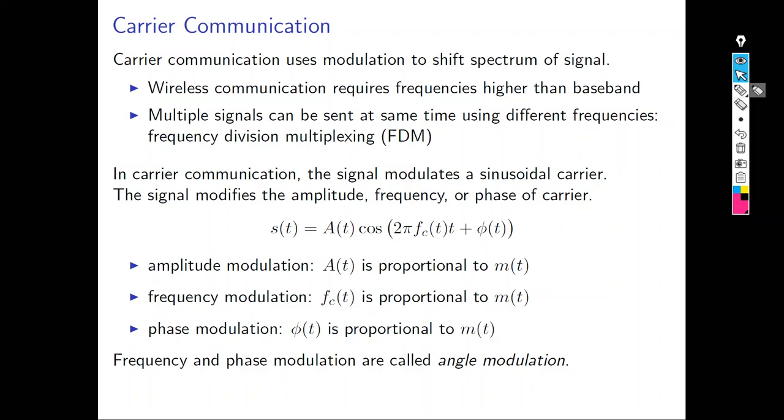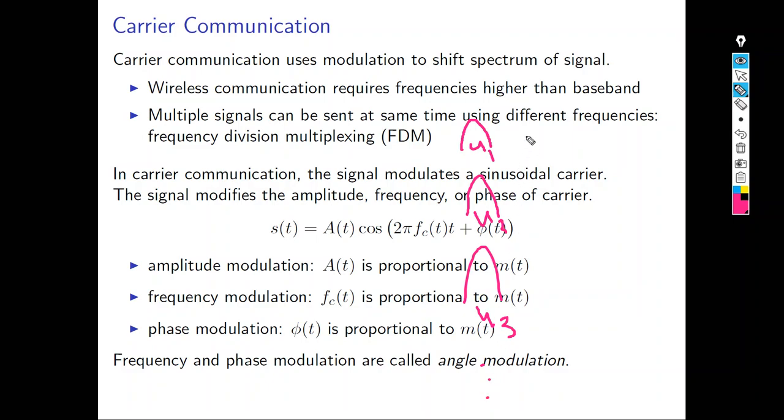This is the beauty of modulation. Because without modulation, if you want to transmit multiple signals to multiple users, the signals will overlap with each other and interfere with each other. But with modulation, you can assign each signal to a certain frequency, F1, F2, and so on. So the first user, user 1, has a signal. This is the signal of user 2. And this is the signal of user 3. And this is the signal of user 4. And so on.